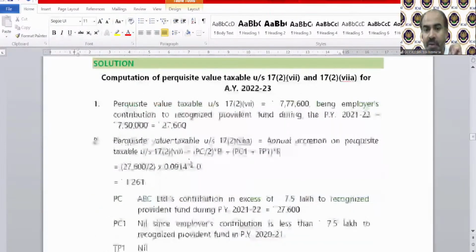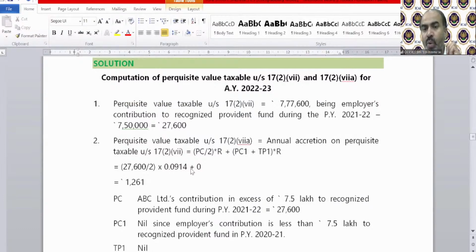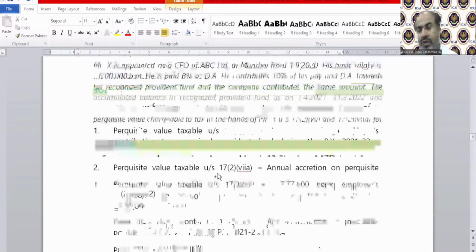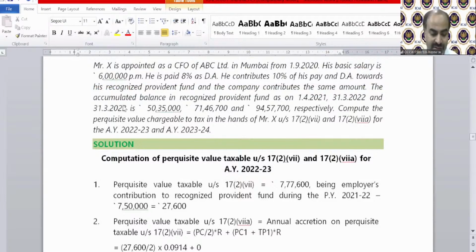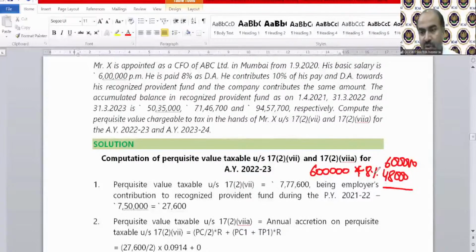So this is the formula we need to solve: PC/2 into R plus PC1 plus PP1 into R. PC, as I have told you, is the contribution in excess of 7.5 lakh for the current year. In the question it has been given that the salary is 6 lakh per month. And 8% is DA, that is 48,000. So 6 lakh is your basic salary, 48,000 is your DA.